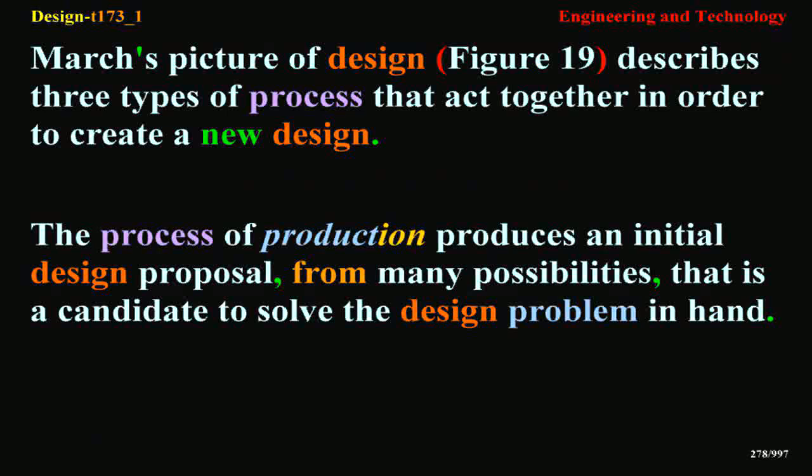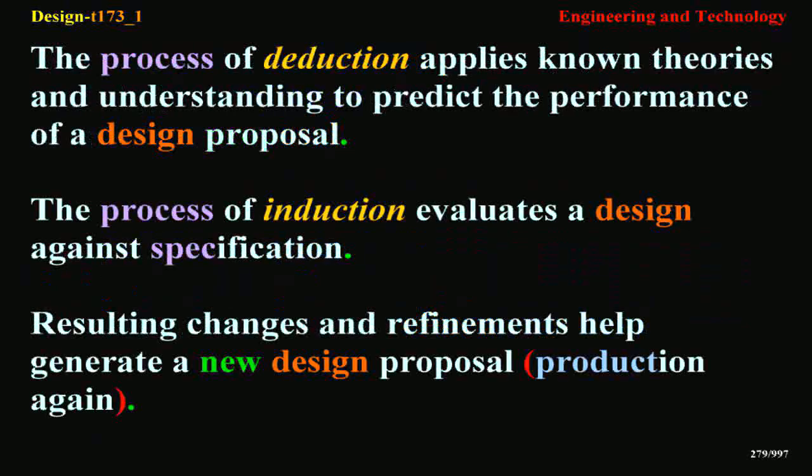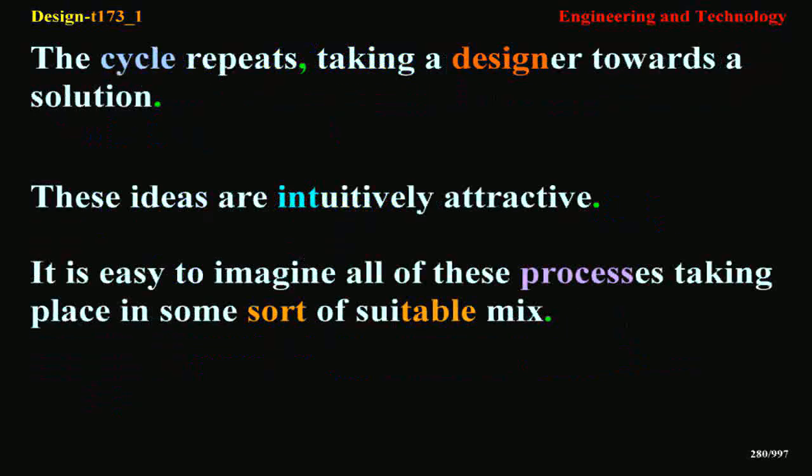design. The process of production produces an initial design proposal from many possibilities that is a candidate to solve the design problem in hand. The process of deduction applies known theories and understanding to predict the performance of a design proposal. The process of induction evaluates a design against specification. Resulting changes and refinements help generate a new design proposal, production again. The cycle repeats, taking a designer towards a solution.